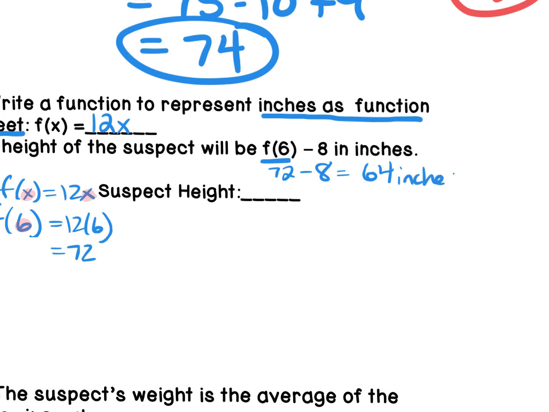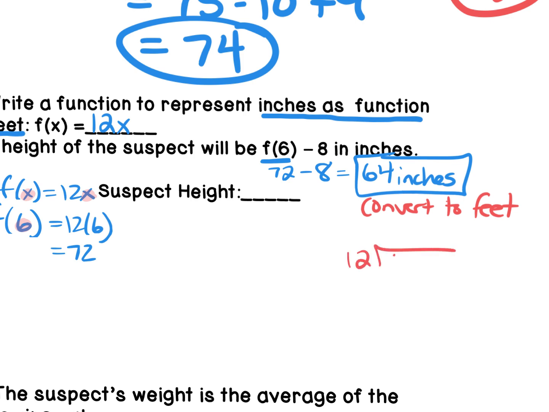Now, problem is, on those suspect cards, everybody's height is something like 5 feet, 2 inches, 6 feet, 1 inch. So at this moment, we need to convert this to feet. And I cautioned a group to not use their calculator because the calculator is going to say 5.333 feet. None of the suspect cards say 5.333 feet. So I would suggest to go old school.